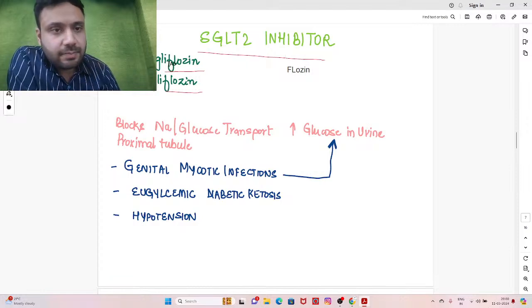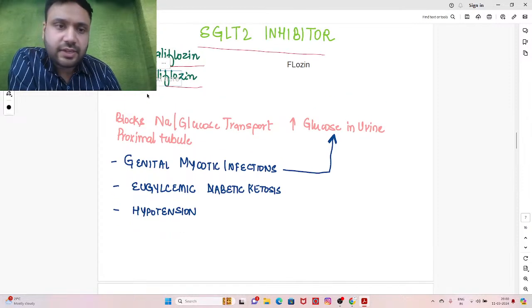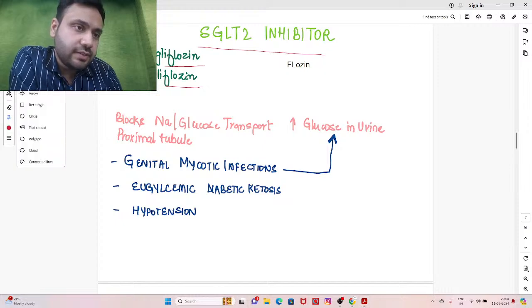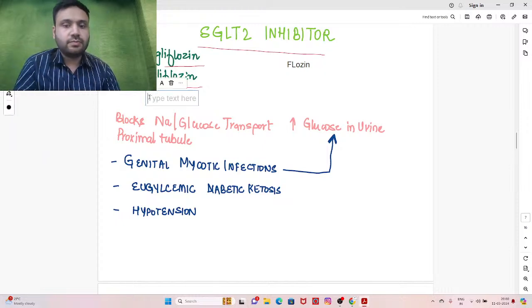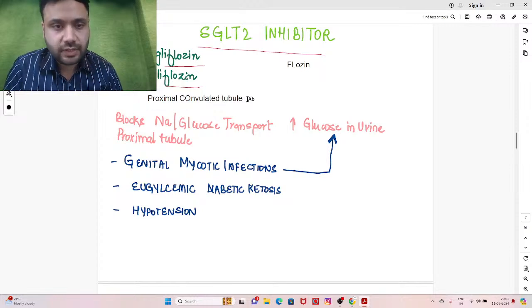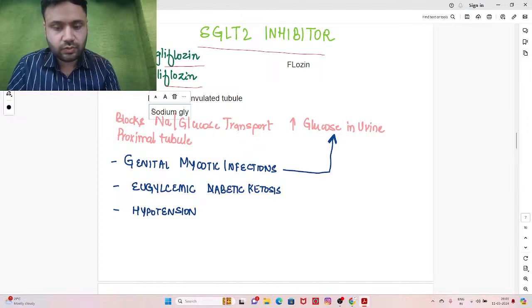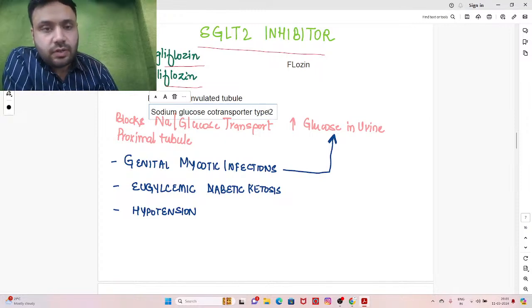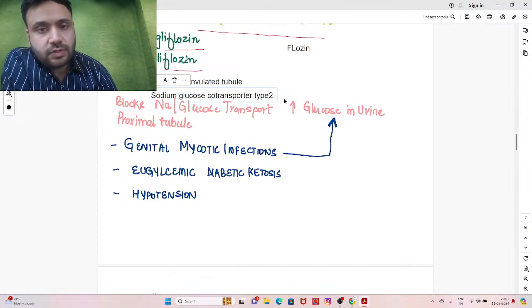So the first drug is empagliflozin. The second drug is dapagliflozin. So what is the site of action of these drugs? The site of action of these drugs is the proximal convoluted tubule. What channel do they block? They block sodium glucose cotransporter type 2.